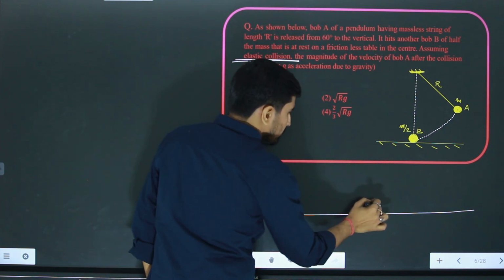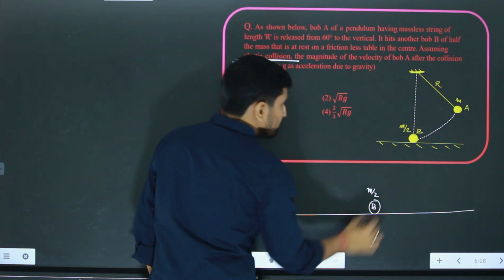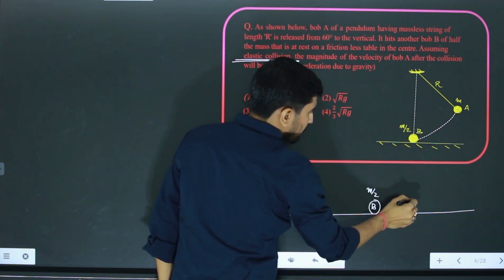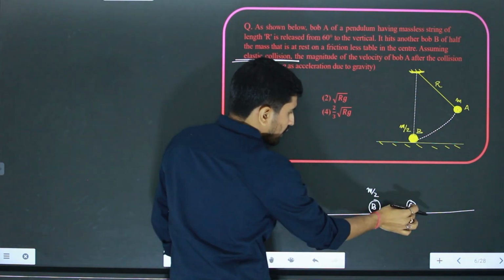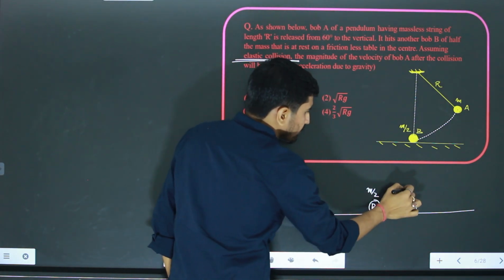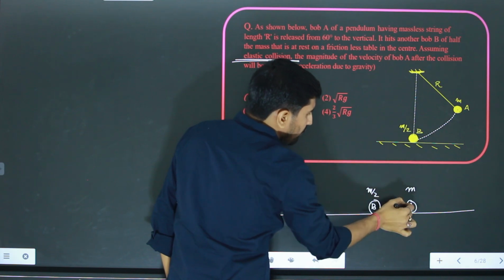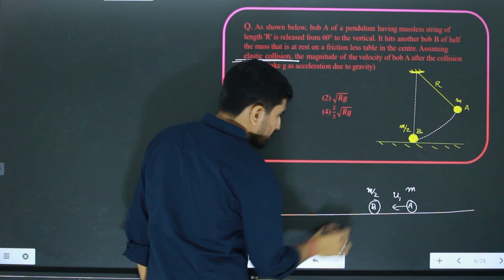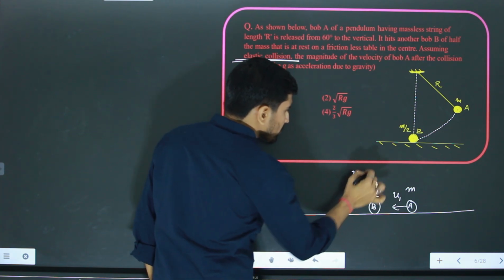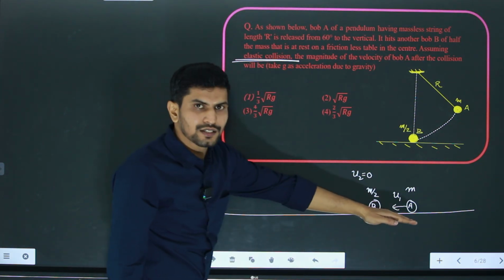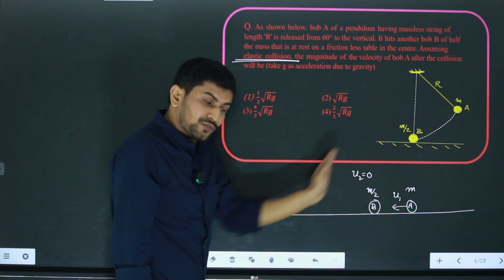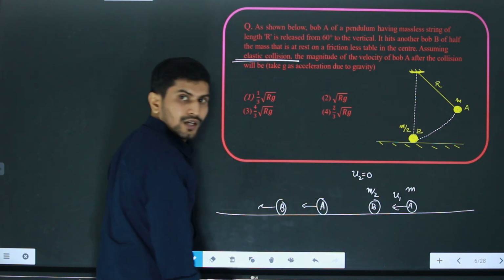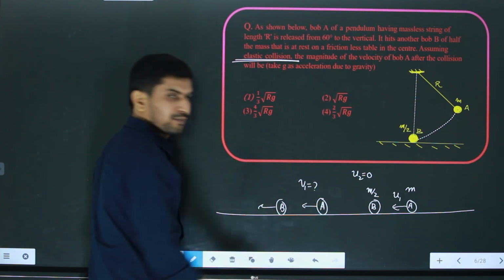Let's say this is bob B whose mass is m by 2. Now as we release bob A, just before collision it will come to the horizontal plane. Let's say this is A; it should be very near to B, but still I have drawn it here. As soon as it comes near B, the velocity of A will be something, and the velocity of B before collision is 0 because it is at rest. Therefore, we can consider this a one-dimensional collision. After collision, both A and B will move with certain velocities. The question is, what is the velocity of body A?